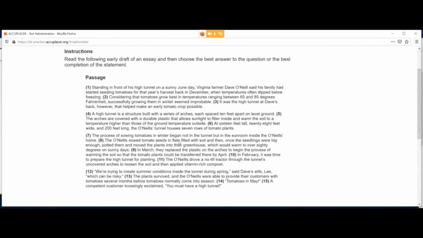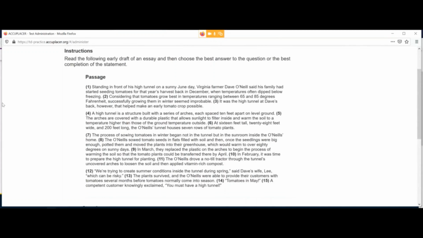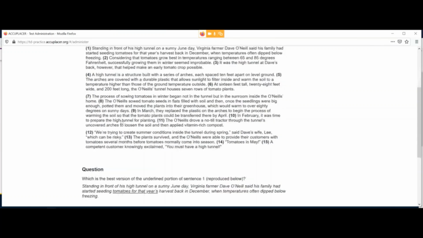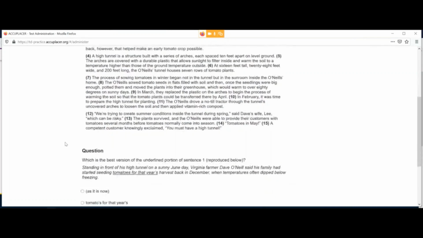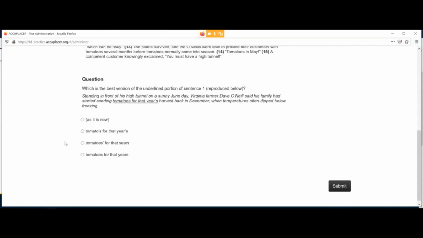Okay, so here you see we have another set of paragraphs, another passage, and this is an early draft of an essay, and then you have to choose the best answer to the question or the best completion of the statement. So you see the same format as we had earlier, but a different passage. So again, you want to pause your screen here, freeze your screen, and go ahead and read this. I'm not going to read the whole thing through. You guys can go ahead and do that on your own time. And then we're just going to move on to the answers to the questions rather.